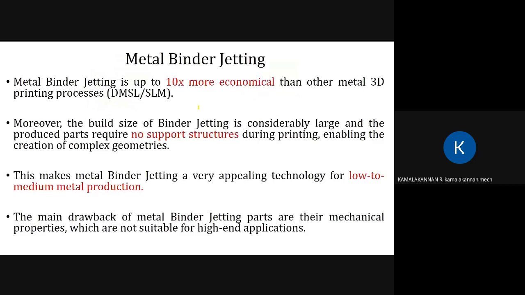So previously what you have seen is ordinary binder jet. Ordinary binder jet means for sand and ceramics. Now let us see metal binder jetting. Metal binder jetting is more economical compared to other types of 3D printing machines, because we don't need any support. And also this binding happens at room temperature, so the metal will not go through any thermal distortion.